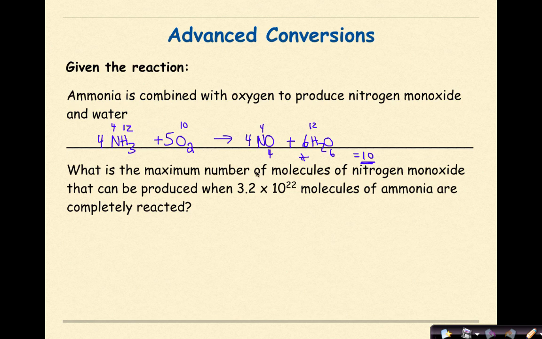What is the maximum number of molecules of nitrogen monoxide that can be produced when 3.2 times 10 to the 22nd molecules of ammonia are completely reacted? All right, so I'm given a number of molecules.